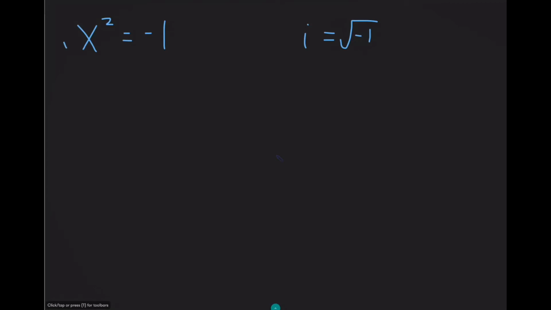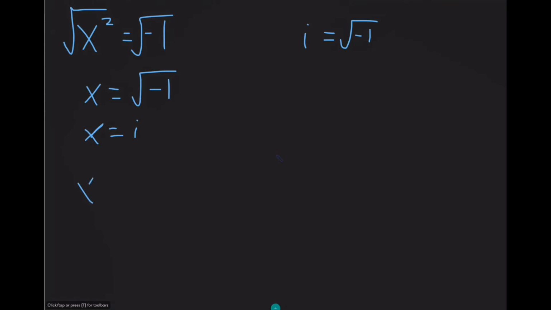So first we're going to square root both sides. So it will be x equals square root of -1. And as you see, x equals square root of -1, and i equals square root of -1. So x equals i.